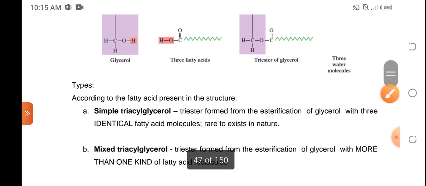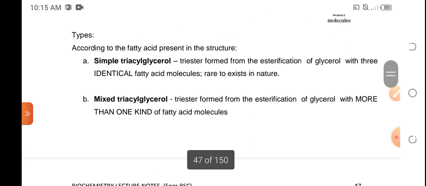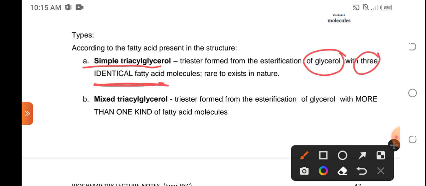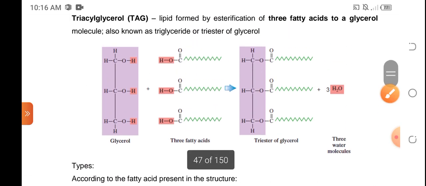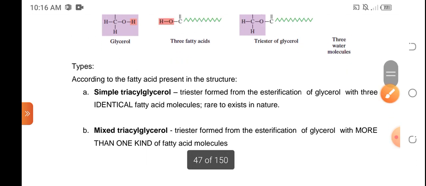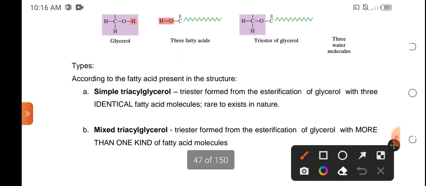Okay? So we have types. According to the fatty acids present, we have simple triacylglycerol. This is a type of triacylglycerol wherein the glycerol will have three identical fatty acid molecules. However, this is rare in nature. So, when we say simple, all the fatty acids attached to our glycerol have the same number of carbon atoms. They are identical. And the bonding is also the same.